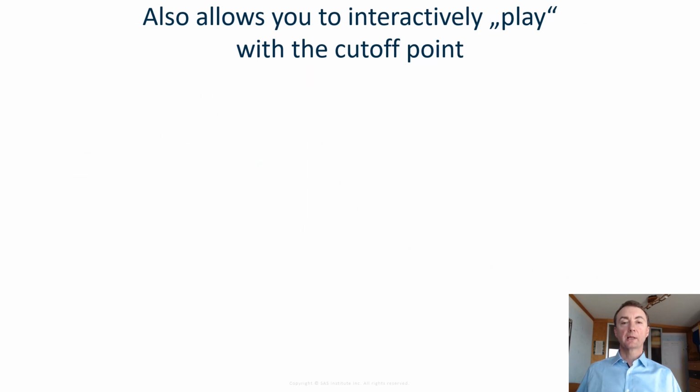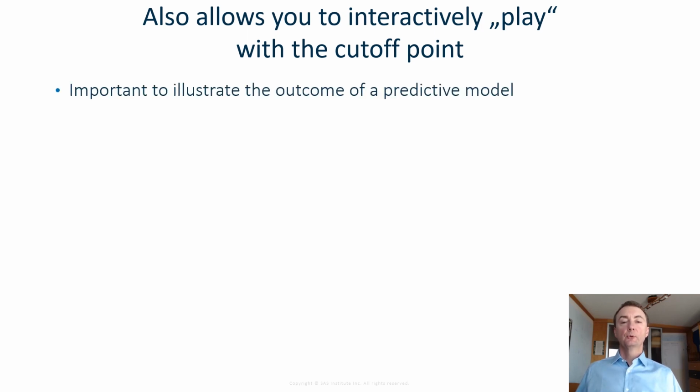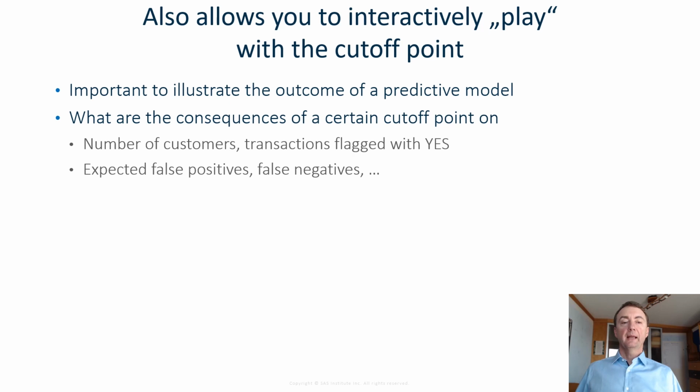Such an analysis also allows you to interactively play with the cutoff point now. This is important to illustrate as an outcome of the predictive model, because this is where the business users base their decisions for marketing actions, for the assignment of fraud investigators, or for credit scoring activities on. And this also means that the consequences of assigning a certain cutoff point affect how many customers are flagged with a yes or with a no flag, what is the expected proportion of false positives, false negatives.